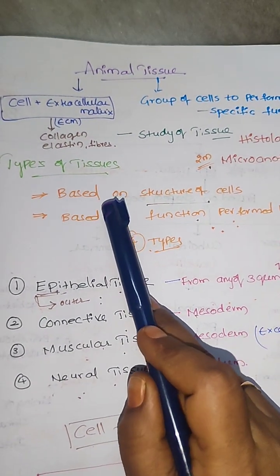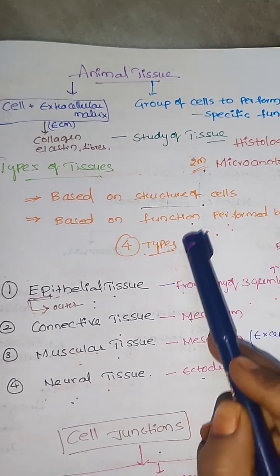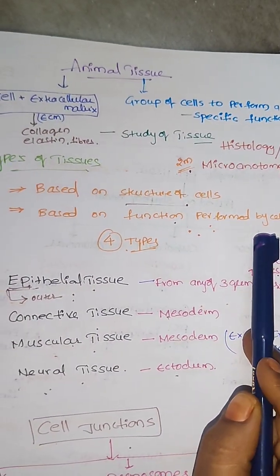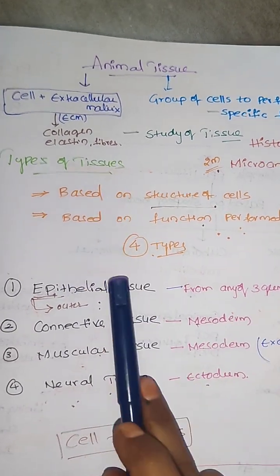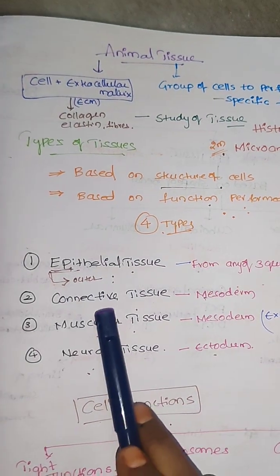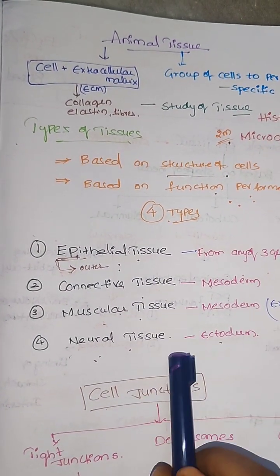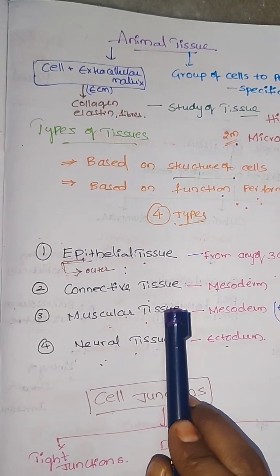So here we have different types of tissues based on the structure of cells as well as based on the function performed by the cells. These are the basic parameters to divide the tissues. Based on these two, the tissues are of 4 types: epithelial tissue, connective tissue, muscular tissue, neural tissue. These are the main types of tissues in the animal.